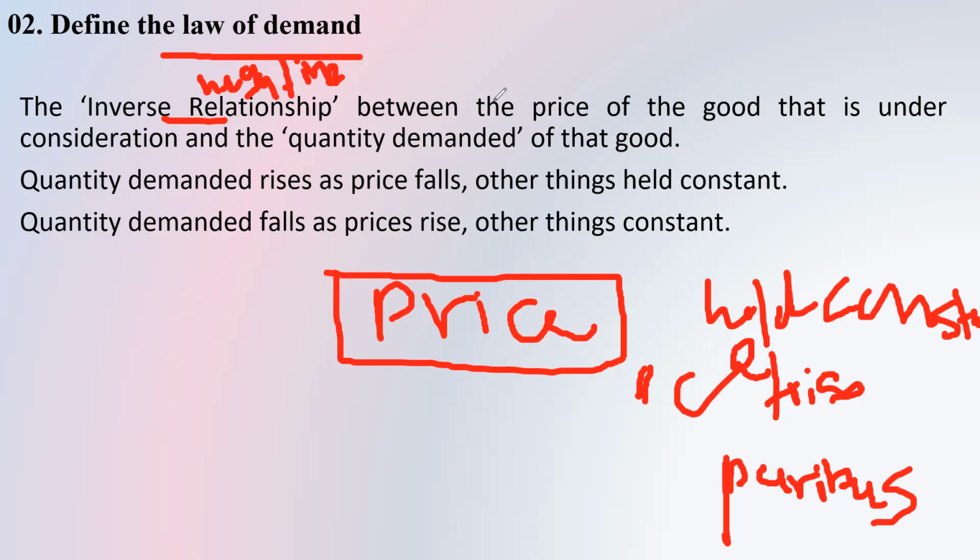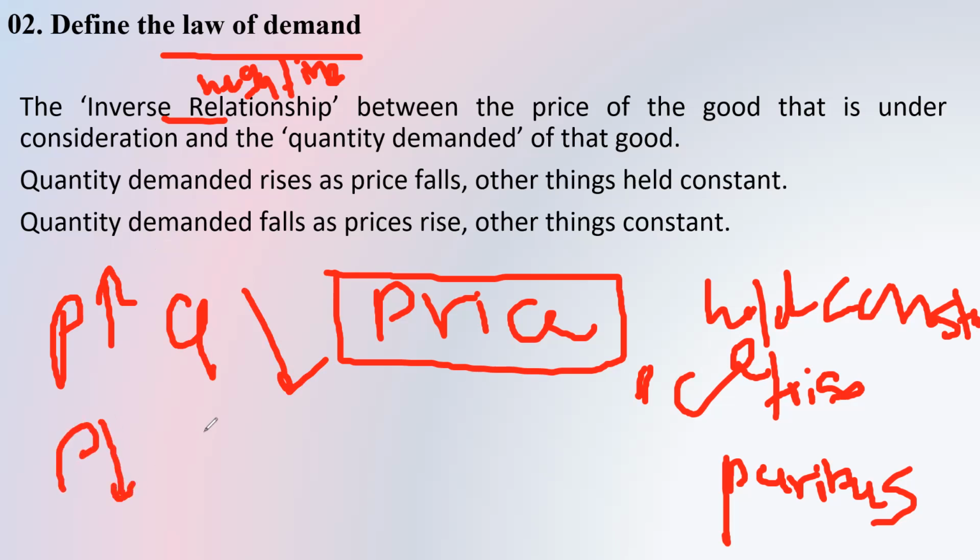So the law of demand is explained as an inverse relationship, or a negative relationship, between price and the quantity. So when price increases, what will happen? The quantity will decrease, right? When price decreases, what will happen? The quantity will increase. This is the inverse.